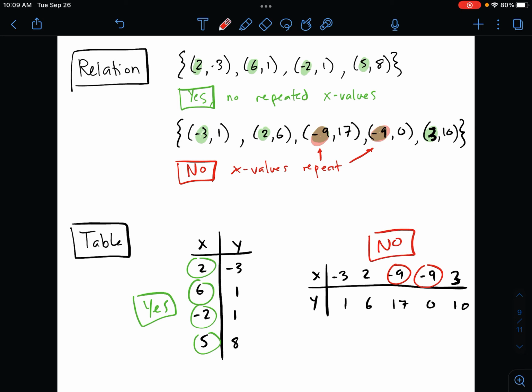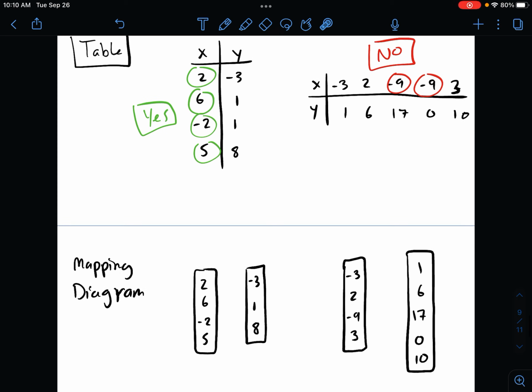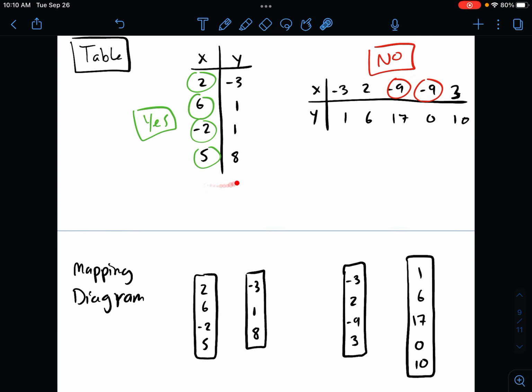All right, so again, you have relations, which are just a list of ordered pairs inside braces. Remember, these symbols are called braces. So braces at the start, braces at the end, and then you just list the ordered pairs in between. That's called a relation. A table is when you list the ordered pairs either vertically or horizontally, doesn't matter, and you show the data that way in terms of x and y. And then you have what's called a mapping diagram.